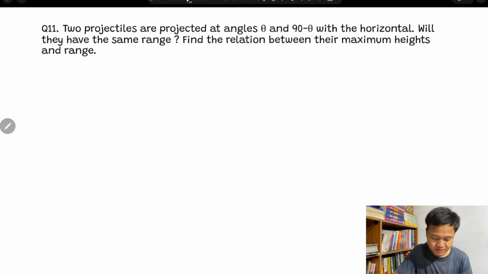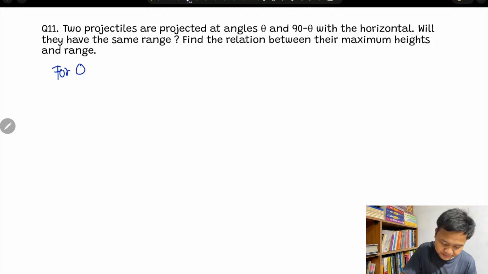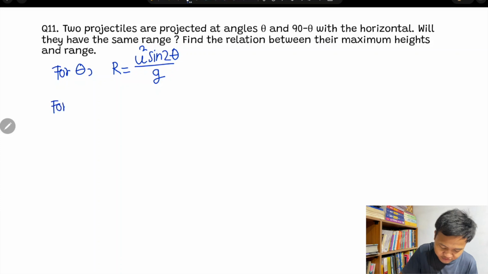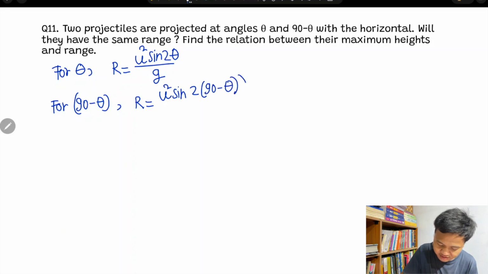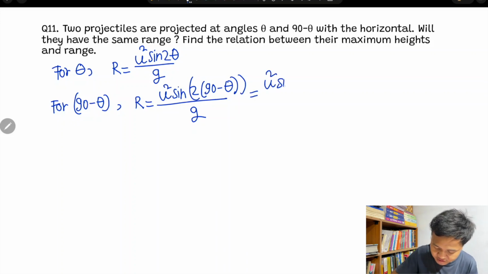Okay, so next question. Two projectiles are projected at theta and 90 minus theta. Will they have the same range? See, for theta, the range is u square sine 2 theta by g. Now, if instead of theta I take 90 minus theta, what will happen? So what is the range here? I have u square into sine 2 into 90 minus theta, divided by g. So here u square into sine of 180 minus 2 theta by g.